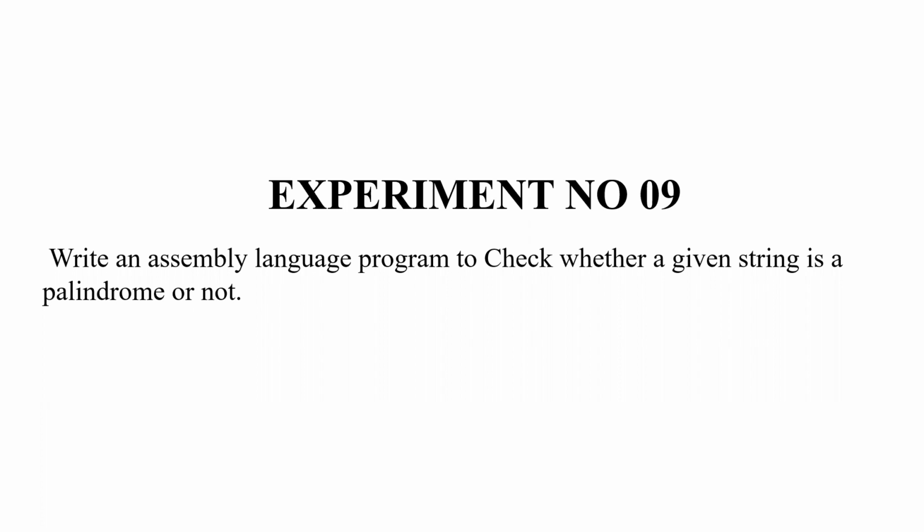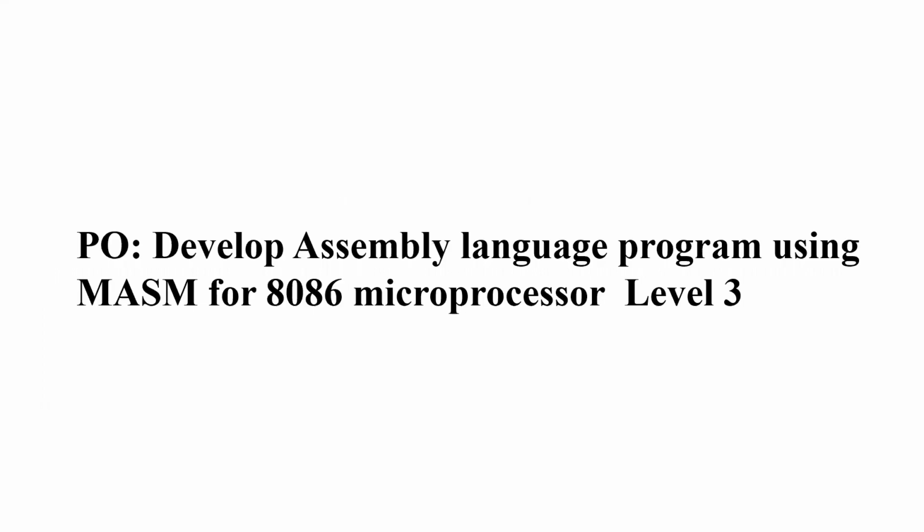Moving further, the experiment covers the learning outcome of developing an assembly language program using MASM for the 8086 microprocessor, at Bloom's taxonomy level 3. Moving towards program explanation, we are going to see the code of an example. We'll see some terminology we are going to use in assembly language programming, as well as different concepts of registers, in this particular experiment.